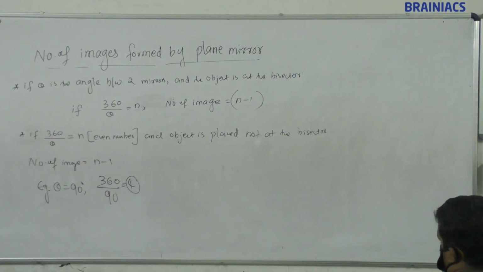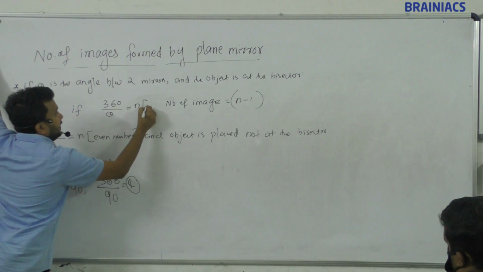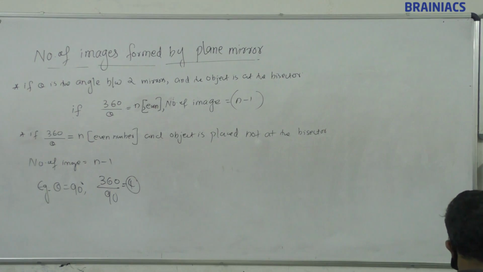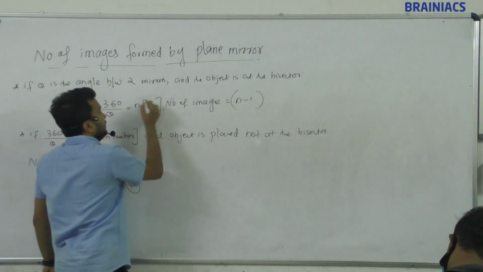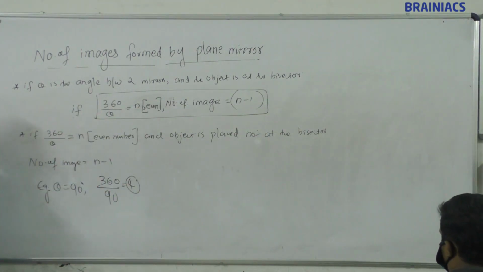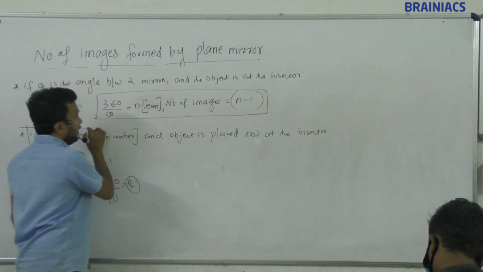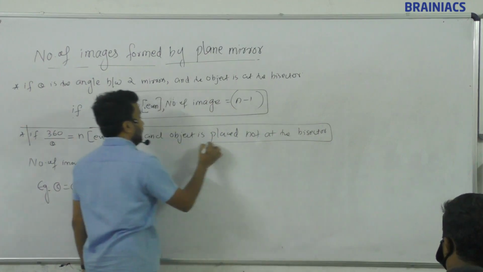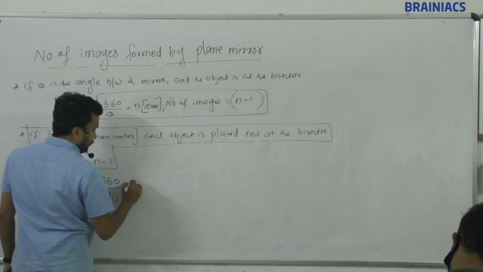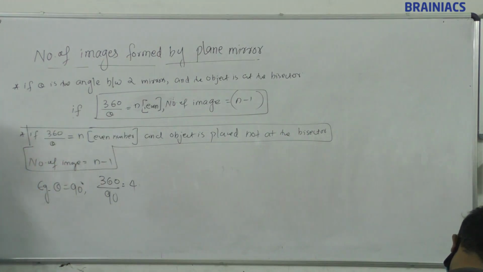Bisector and not bisector. If 360 by theta is n and this n is an even number, the number of images is equal to n minus 1, whether the object is placed at the bisector or not at the bisector. So now we know this is called n. In the case of 90 degrees, 360 by 90 is 4, so 4 is an even number.